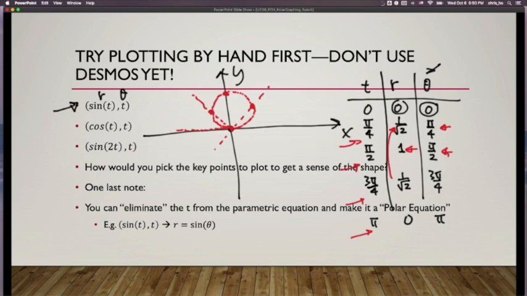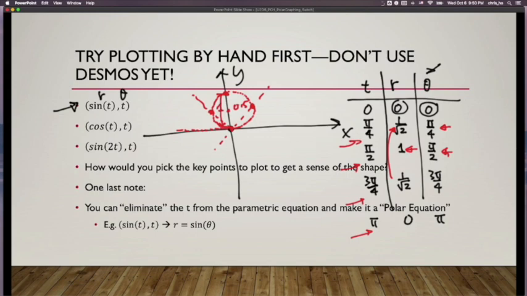So it looks like it's tracing out a circle that is not centered at the origin, but is centered at 0.5, because the height of this circle is 1.